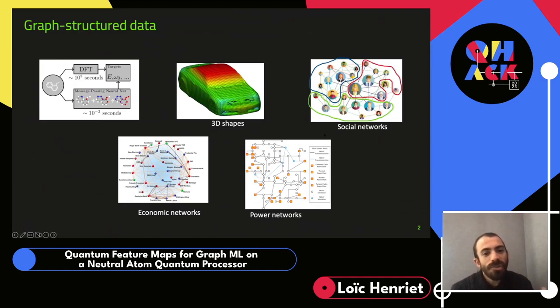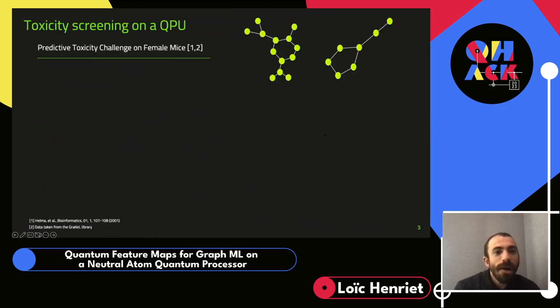And over the last year, we tried to see if quantum computing could help. And we focused more precisely on one particular problem of biochemistry. This particular problem is a toxicity screening problem. The objective is to predict the reactivity of chemical compounds based on their structure. So for example, you have two compounds here, and given their shape, you want to say if they are harmless or toxic just by having access to their shape, their structure.